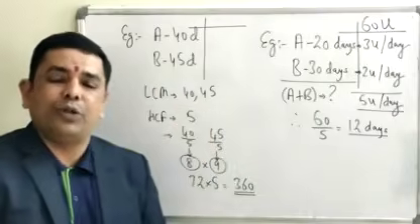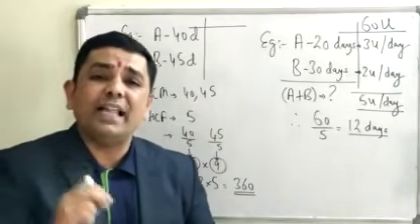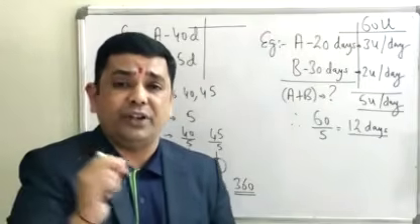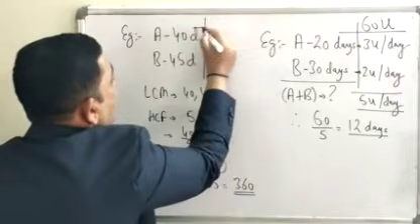So let's come back to the question. What is the LCM of 40 and 45? The LCM of 40 and 45 is 360. Let's take it and plug the value here.